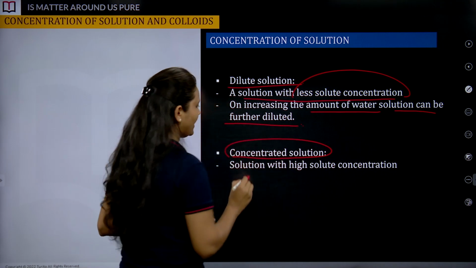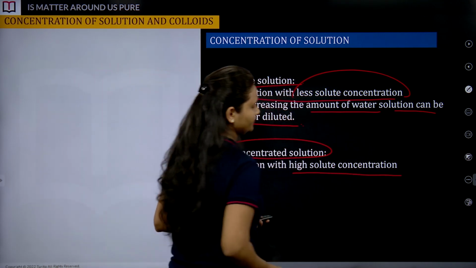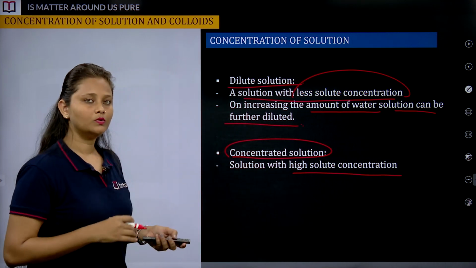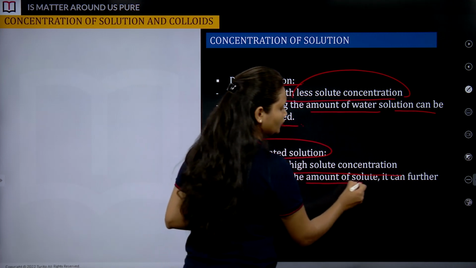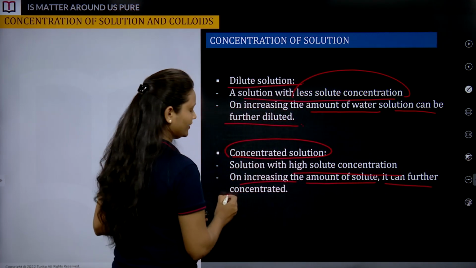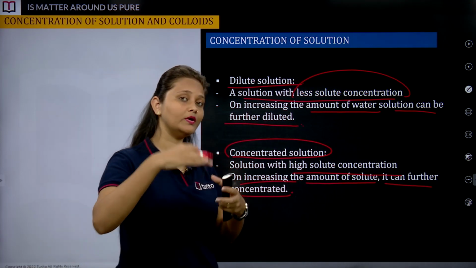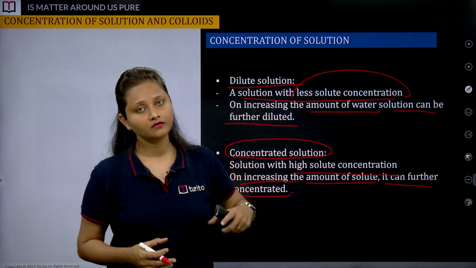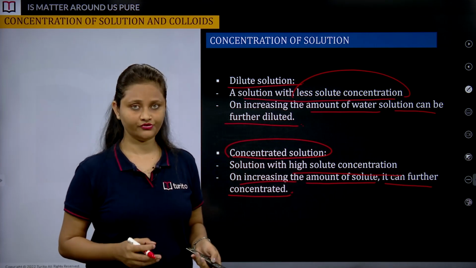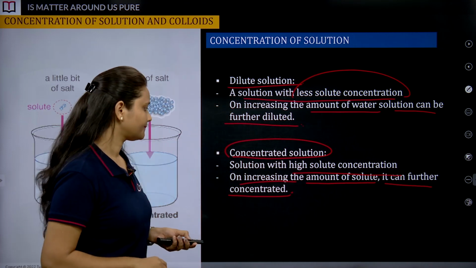Now the next term, the concentrated solution, a solution with high solute concentration. Here we do the process in reverse. We increase the amount of solute and it further gets concentrated. The amount of solute increases, and that is how we have a concentrated solution. It is not diluted by the addition of solvent.